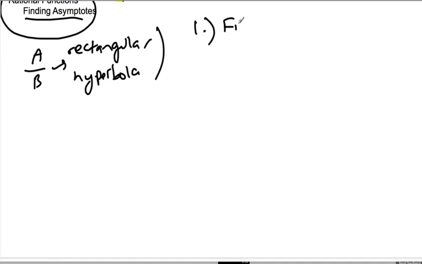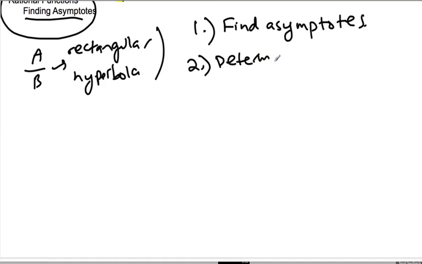First, we find asymptotes. Then we determine quadrants. I'm going to put these in quotations because that's not technically what they're called, but it's what I'm going to call them.